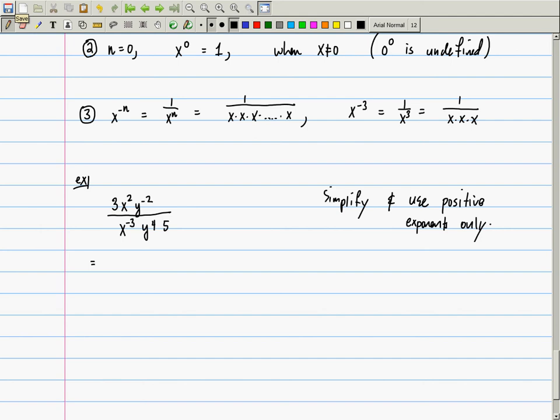Okay, so someone tell me how we can go about doing this. We haven't talked about that yet, so we're going to need to do this very carefully, since this is the first time. So 3x squared multiplied by 1 over y squared, that's what the numerator means. Similarly, the denominator means 1 over x cubed multiplied by y to the 4th multiplied by 5. That's what the denominator means.